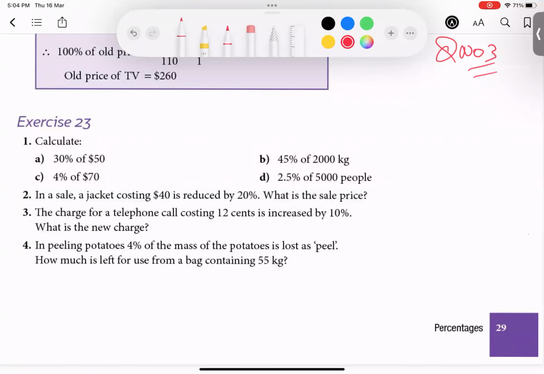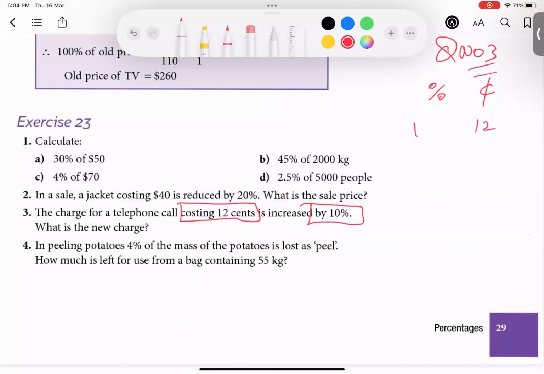Bismillah ar-Rahman ar-Rahim. The charge of a telephone call costing 12 cents increases by 10%. So what is the cost? 12 cents, and increase by 10%. What is the new cost? Right here is a percentage, so I write percent. Because the cost is 12 cents.